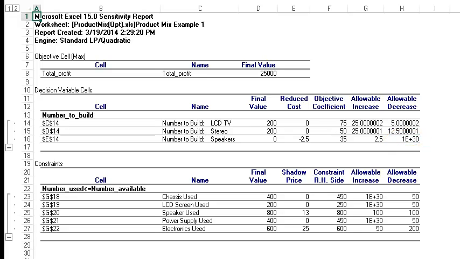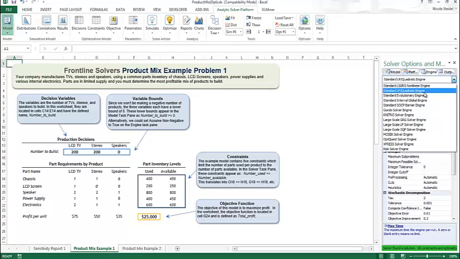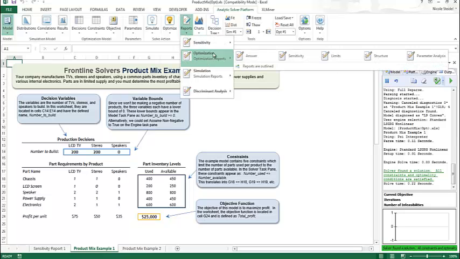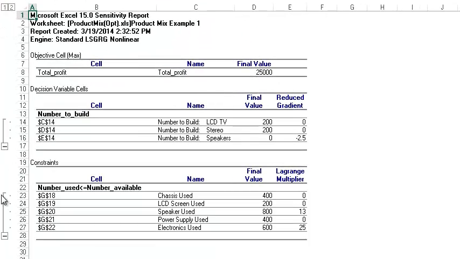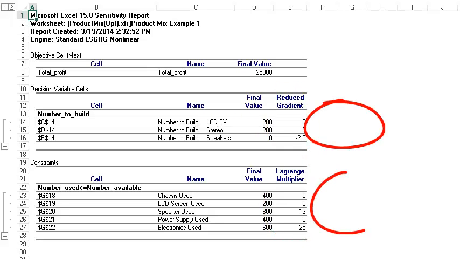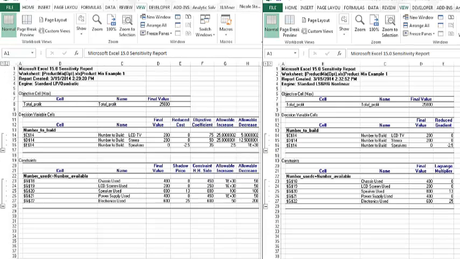Now let's go back to our original worksheet and solve the model with the GRG nonlinear engine. And let's create a second sensitivity report. The main differences between this report and the report created by the LP quadratic engine is that the reduced costs and shadow prices are referred to as reduced gradients and Lagrange multipliers, and the allowable increase and allowable decrease columns are not present. This is because Lagrange multipliers are valid only at the single point of the optimal solution.